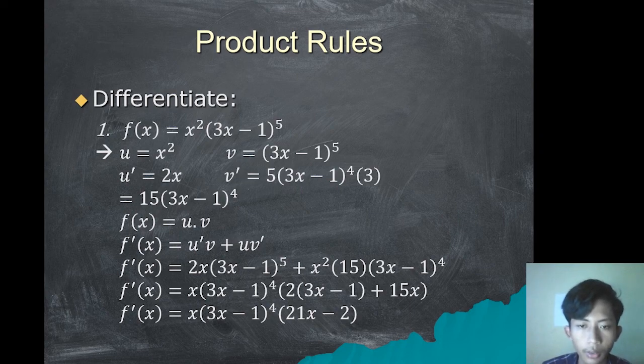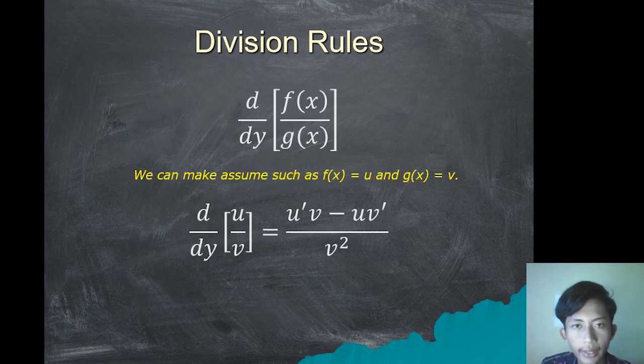And we can make f(x) is equal to u multiplied by v, f prime x is equal to u prime v plus u v prime. And then we got f prime x is equal to 2x multiplied by (3x minus 1) to the power of 5 plus x squared multiplied by 15, multiplied by (3x minus 1) to the power of 4. After simplifying, we got f prime x is equal to x multiplied by (3x minus 1) to the power of 4 multiplied by (21x minus 2). And the next is division rule.